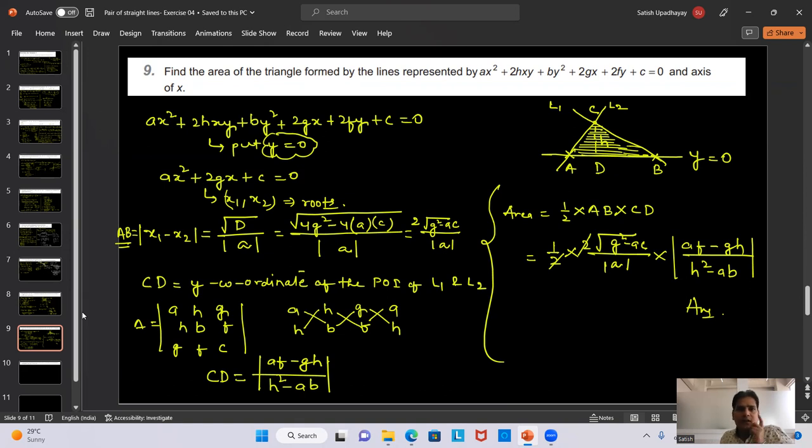Okay. So in this particular question, the values of A, B, C and F, G, H are not known. But if you are having those, you can simply put those values in this result, and you will have the area of the triangle formed by this pair of straight lines and our axis of X, that is the x-axis or y equal to 0, okay? So this was the solution to this question number 9.